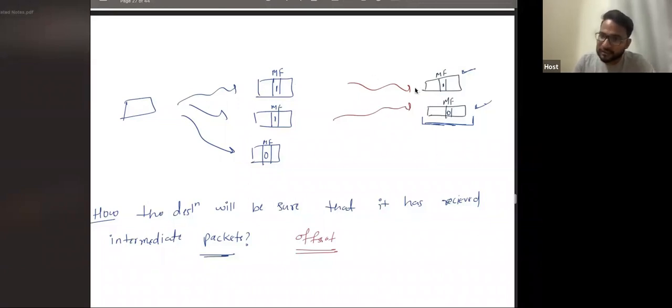So in this scheme currently, is there any way for the destination to recognize that there are more packets following? Currently it's not, but there is a field called offset. Using this field, the destination can get to know, yes, there are more packets. Okay, so what is this offset?